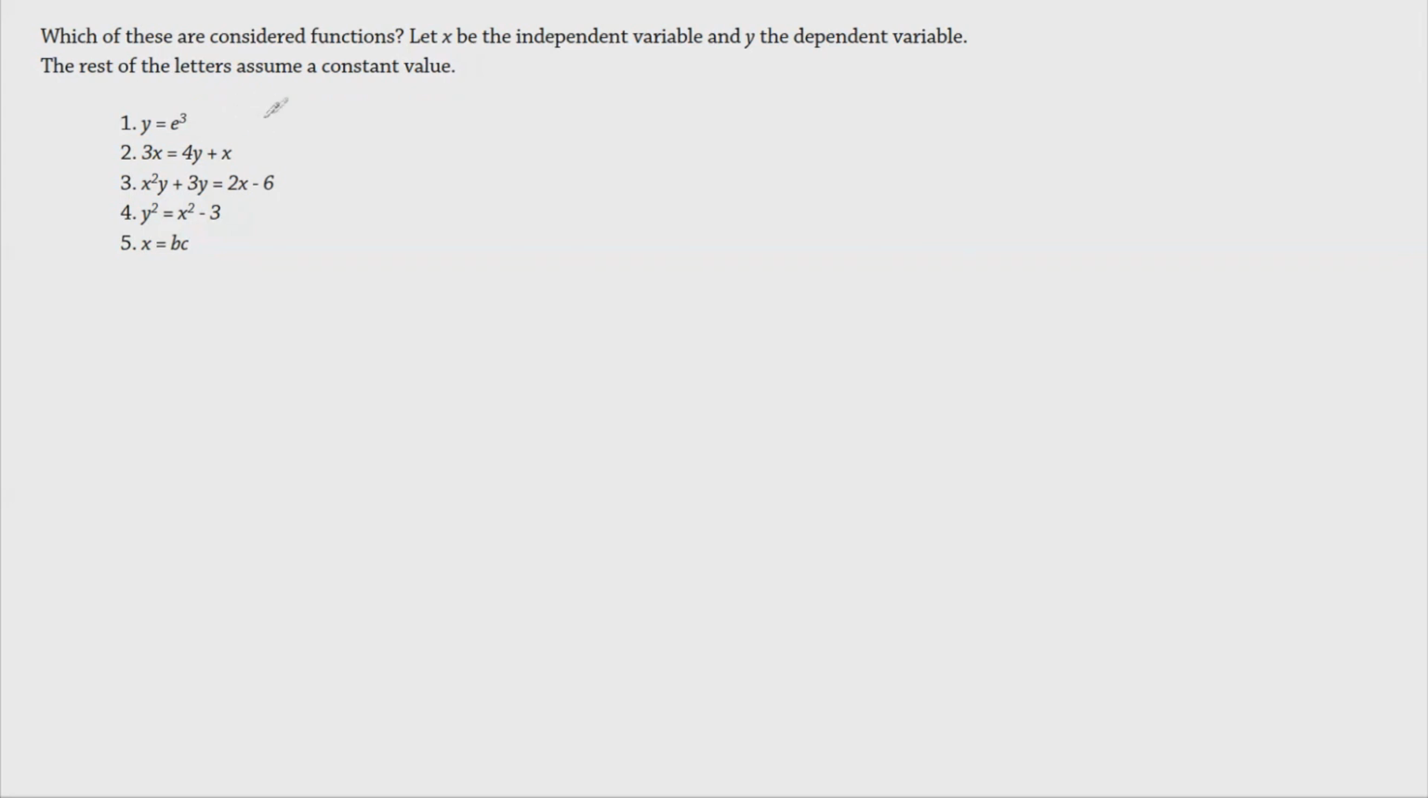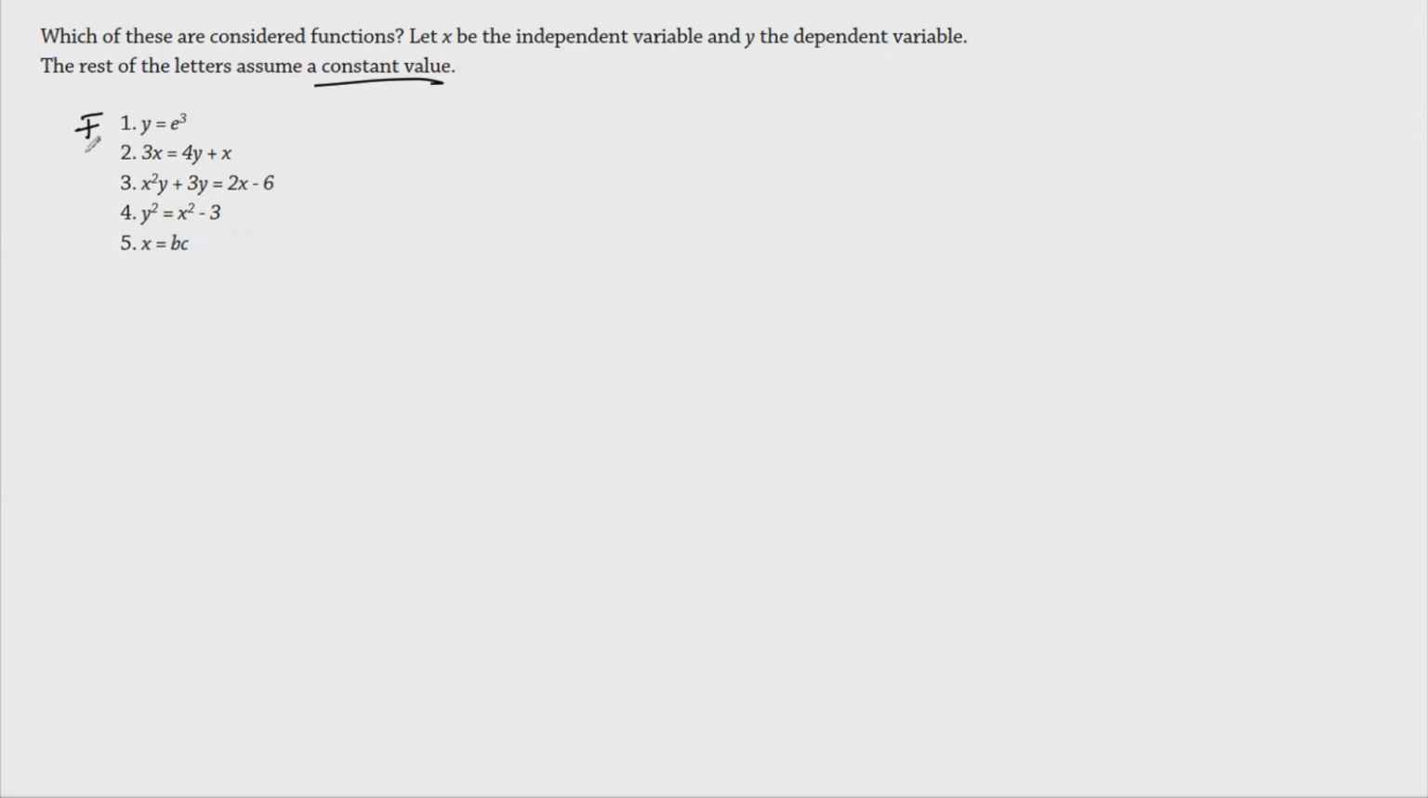So if your answer is function, then you're correct, because y equals e cubed is actually a constant function, and e being a constant value, since it's already said here that the rest of the letters assume constant values, then it should be a constant function. And by the way, when we have e in the expression, we usually refer to this as Euler's constant, which is around 2.7. Anyway, so let's proceed. Number 2.